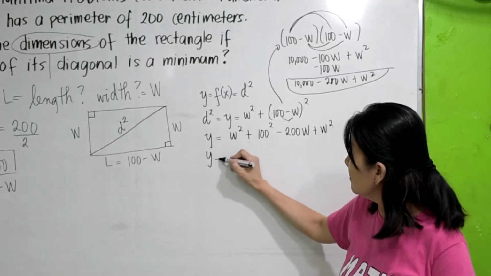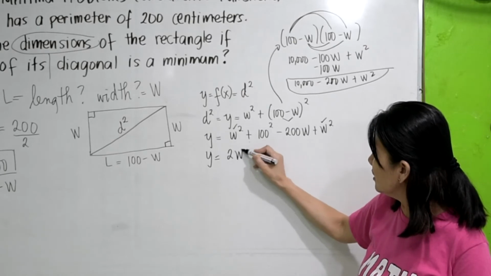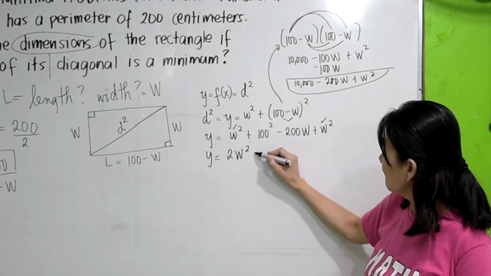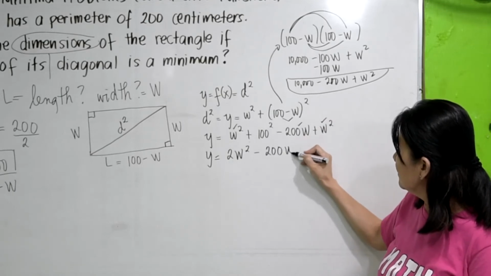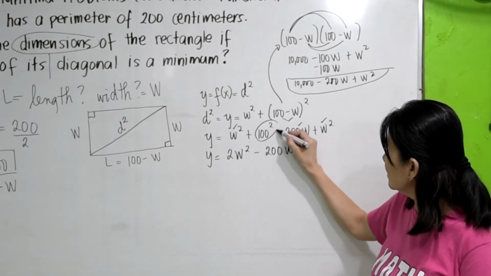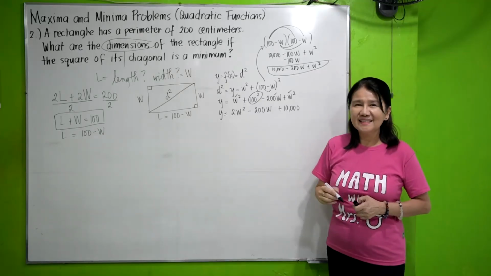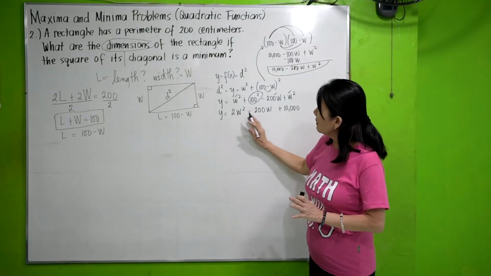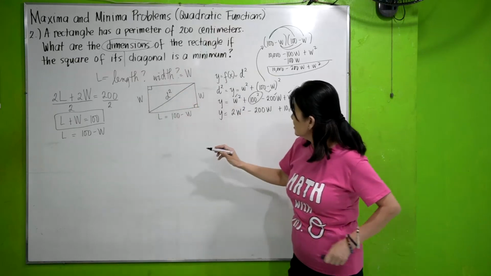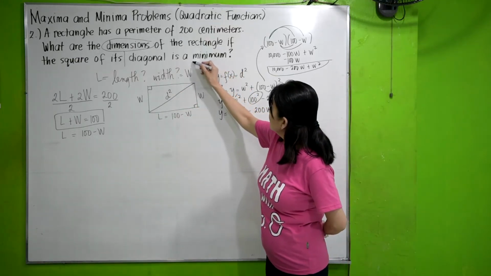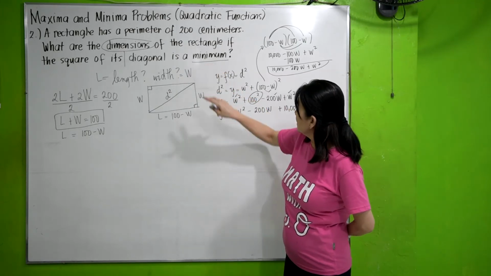So simplify them: W squared plus W squared gives us 2W squared minus 200W plus 100 squared, which is 10,000. There. Now, the problem is asking for the length and the width such that the square of the diagonal is a minimum.